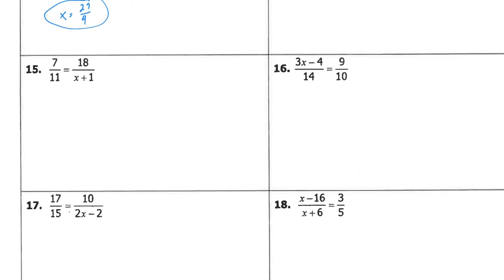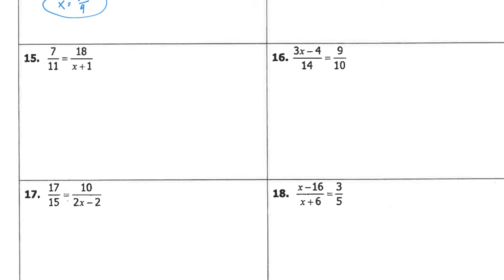Okay, we're going to go down to number 15 here. And when you have a binomial like this, just make sure you multiply that 7 into both the x and the 1. So you'll have 7 times x plus 1 like that equals 11 times 18. And then we will distribute in the 7. We have 7x plus 7 equals 11 times 18 is 198.